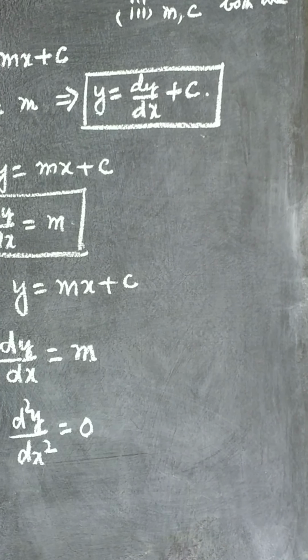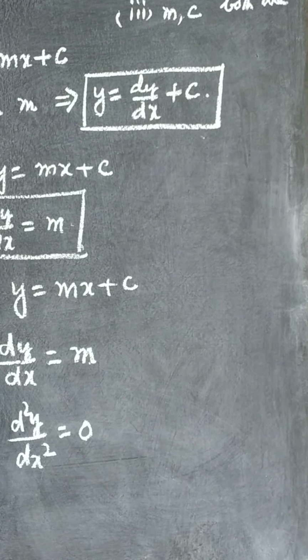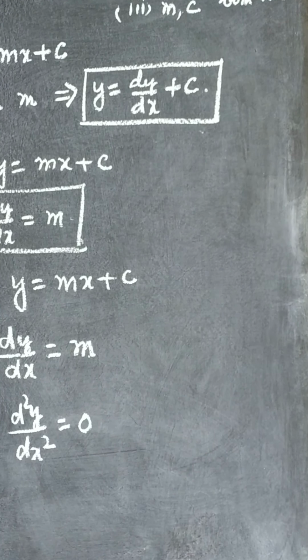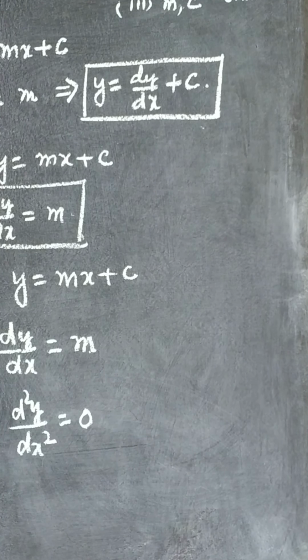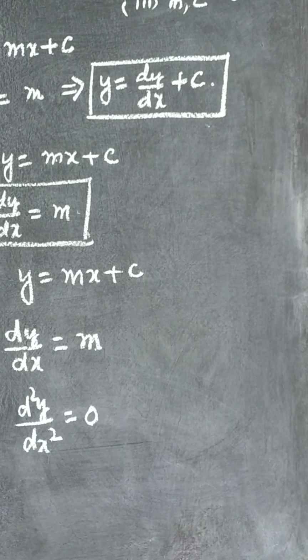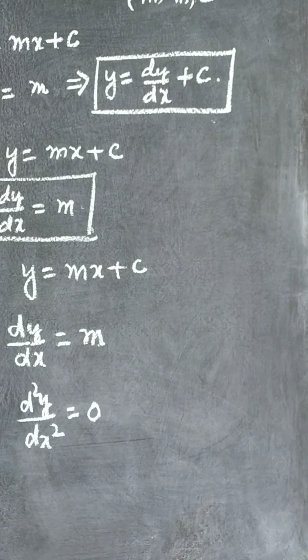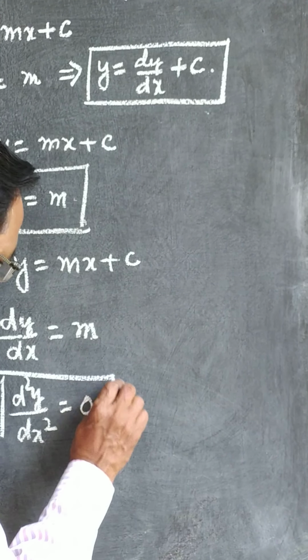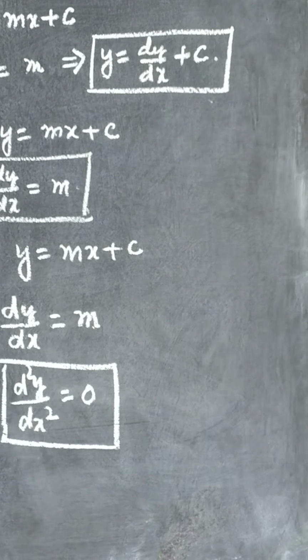From this, what do you understand? If two arbitrary constants are given, we have to differentiate twice. If only one arbitrary constant is given, we have to differentiate only once. Therefore, this will be the answer for this.